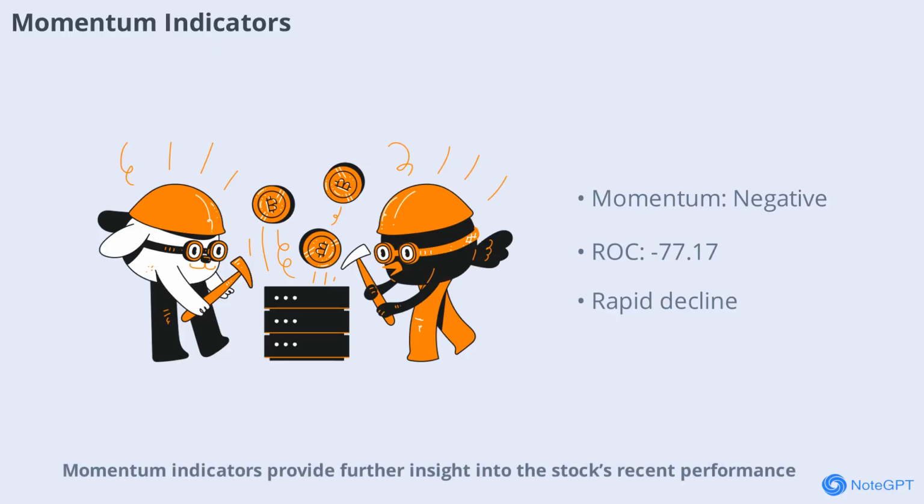Momentum indicators provide further insight into the stock's recent performance. ARRT's 10-day momentum is -0.09, and the 20-day momentum is -1.12, both negative. The rate of change, ROC, is -77.17, and the price rate of change, ROCP, is also shown. These numbers confirm that ARRT has been losing ground rapidly with little sign of stabilization. Such negative momentum often signals caution for potential buyers.